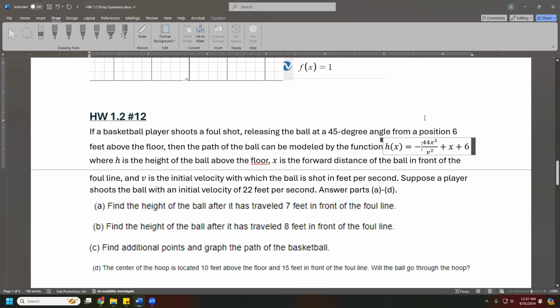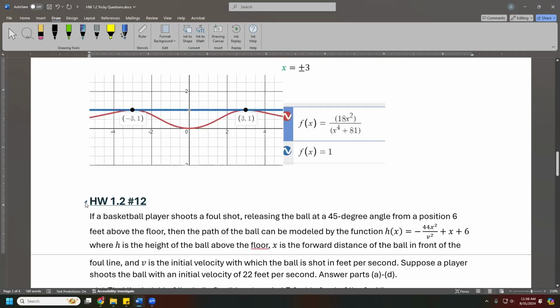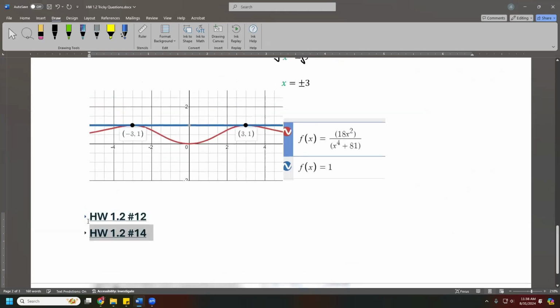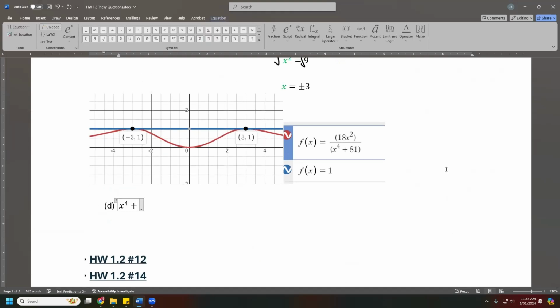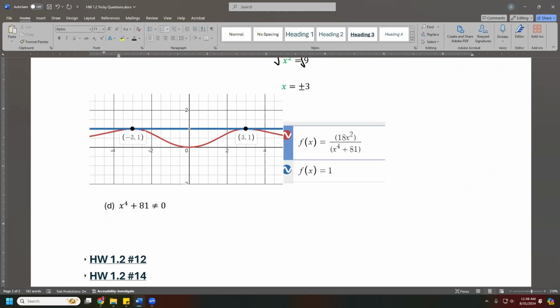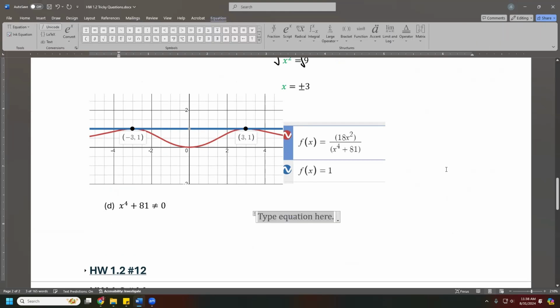So I'm going to scroll all the way down here, ignoring this. I'm just going to collapse this. This is for a separate video. Okay, so for part D, I'm going to take my denominator, which was x to the 4th plus 81, and that's not allowed to be 0. If it equals 0, I have a problem. Okay, and now I'm going to go ahead and solve for x.